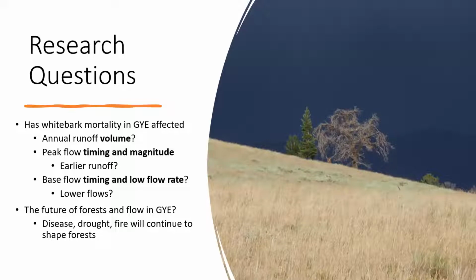So our research questions are fairly simple. We wonder, and have wondered for a long time since we witnessed the massive mortality event over the last 15 or so years in the ecosystem, what effect has all these dying trees had on stream flow volume, timing and magnitudes of flow, and the flow rates? And given that disease, drought, and fire will continue to shape these forests, how might those changes affect stream flow in the ecosystem?